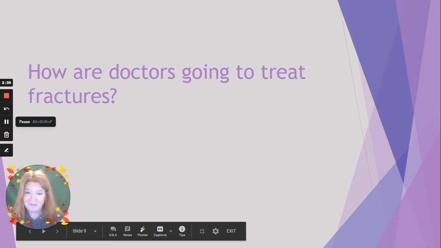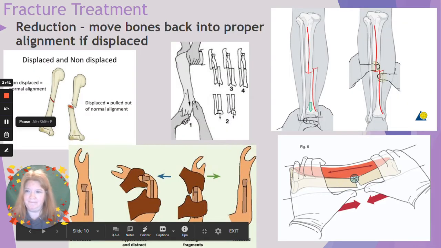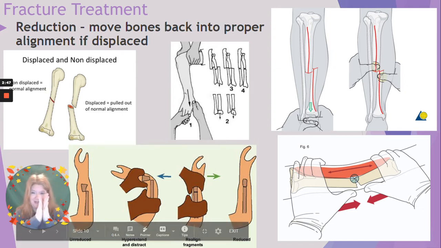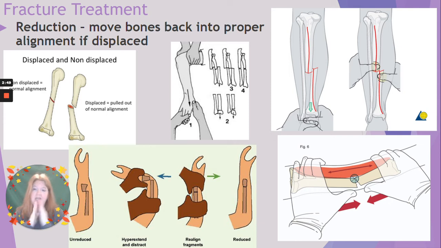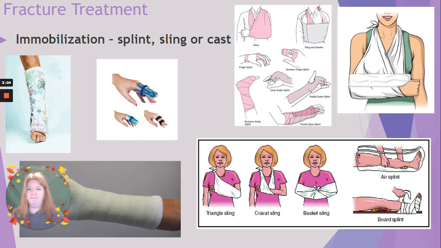Now, how is a doctor going to treat a fracture? Let's talk about it. A doctor may need to do a reduction. If your bone is displaced, so they're not lined up nice and neatly, the doctor's going to have to move those bones back in place. This can often be painful because remember, the bones have a lot of nerves involved. So sometimes the doctors are going to do a nerve block to stop, hopefully, a lot of that pain.